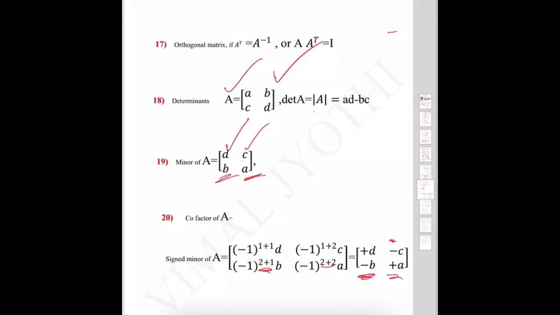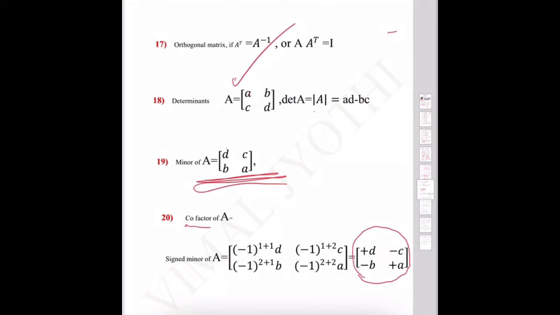This is very important. The signs are: this sign is plus, this sign is minus, this sign is minus, this sign is plus. Then this is the matrix A, this is the minor of A, then this is the signed minor, called the signed minor or cofactor of A. The cofactor of A is equal to the signed minor of A.